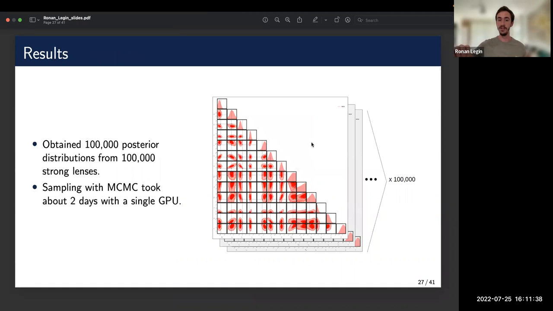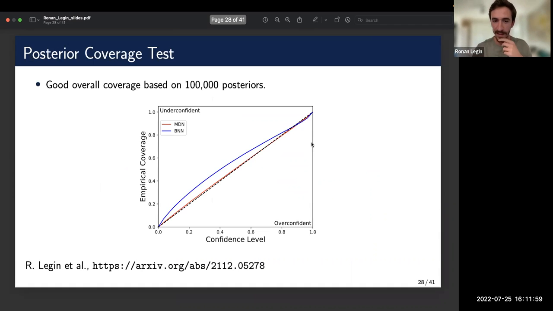So we use our mixture density network to infer 100,000 different posterior distributions from 100,000 strong lens simulations. And sampling all these posteriors takes about 2 days with a single GPU. So it shows that this method scales pretty well to the large number of lenses that will be discovered in the future. And once we got all these posteriors, we want to verify if they're accurate.